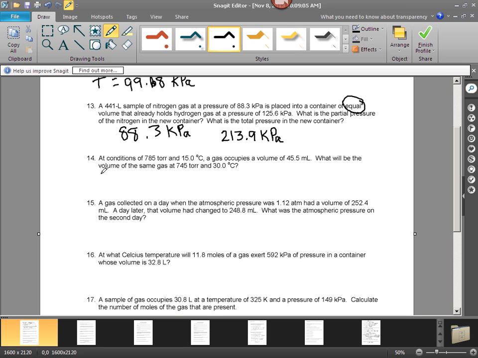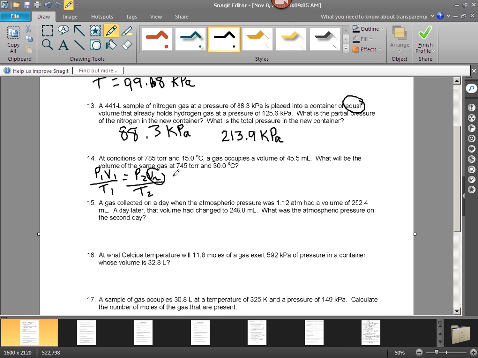Number 14. It is a combined gas problem. P1 V1 over T1 is equal to P2 V2 over T2. Nothing gets crossed out. Nothing is staying constant. You're told that there is a new pressure and a new temperature, and you're asked for a new volume. You need all 6 of these. And the volume that we're solving for is this V2.